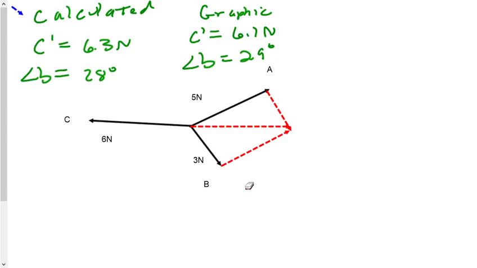This is part 2 of our video on our lab for doing vector addition. Let's just recap what we've done so far. We've got a calculated value for our C prime to be 6.3 newtons, angle B 28 degrees. And the graphic C prime is 6.1 newtons, and angle B is 29 degrees. So our job now is to take this vector here and reflect it into our parallelogram. So here we go. I'm going to start here, and we're going to reflect it in.